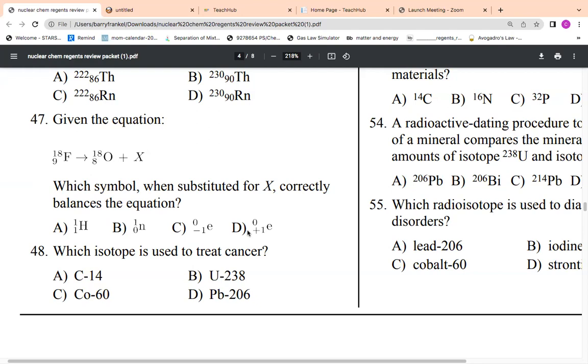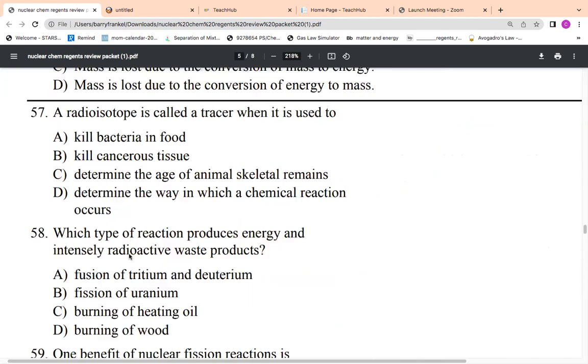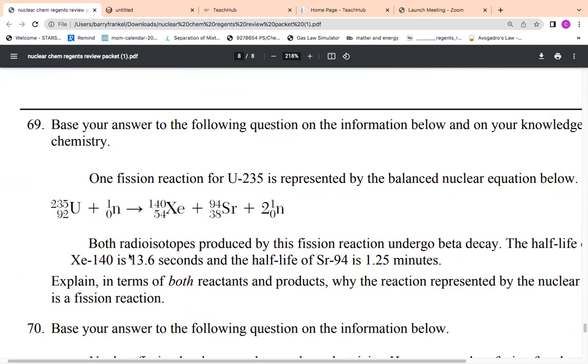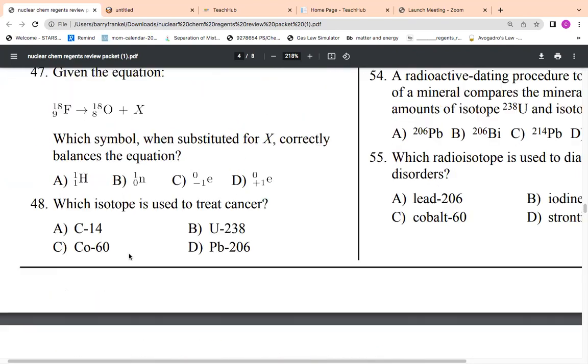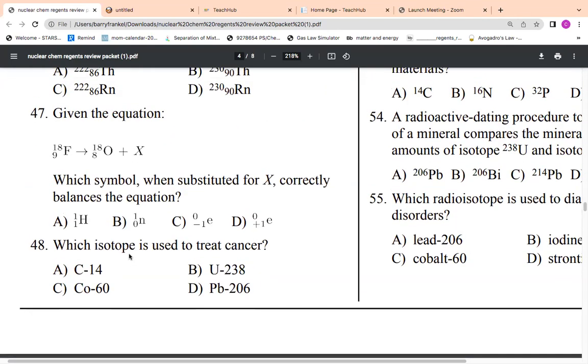So I left off at question 48. I'm just going to start there and do 48 through 71 in one shot. I'm going to try and go as fast as I can, but you do have the option to slow down videos on YouTube. So if you need to do that, please take advantage of that feature.